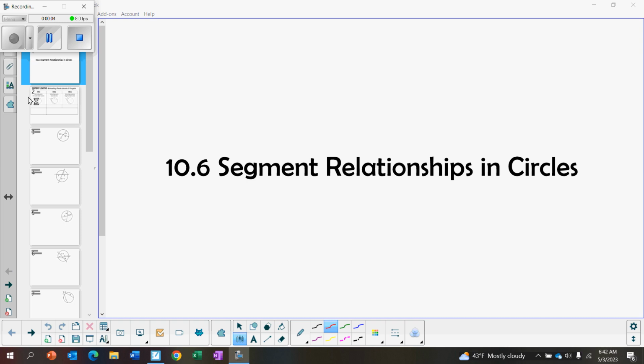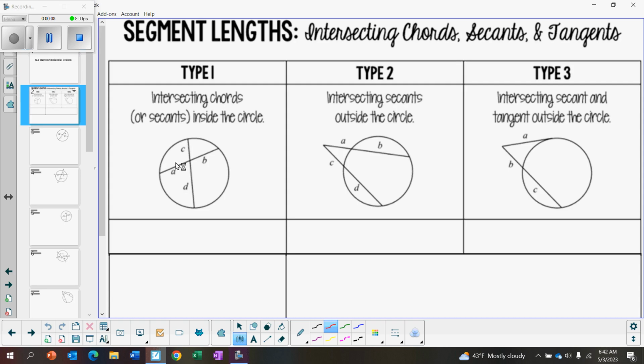This lesson is about segment relationships in circles. So there's three types, but it's really more like two. So we have when two chords intersect inside of a circle. So if I'm intersecting inside, I've broken my two chords into four total pieces.